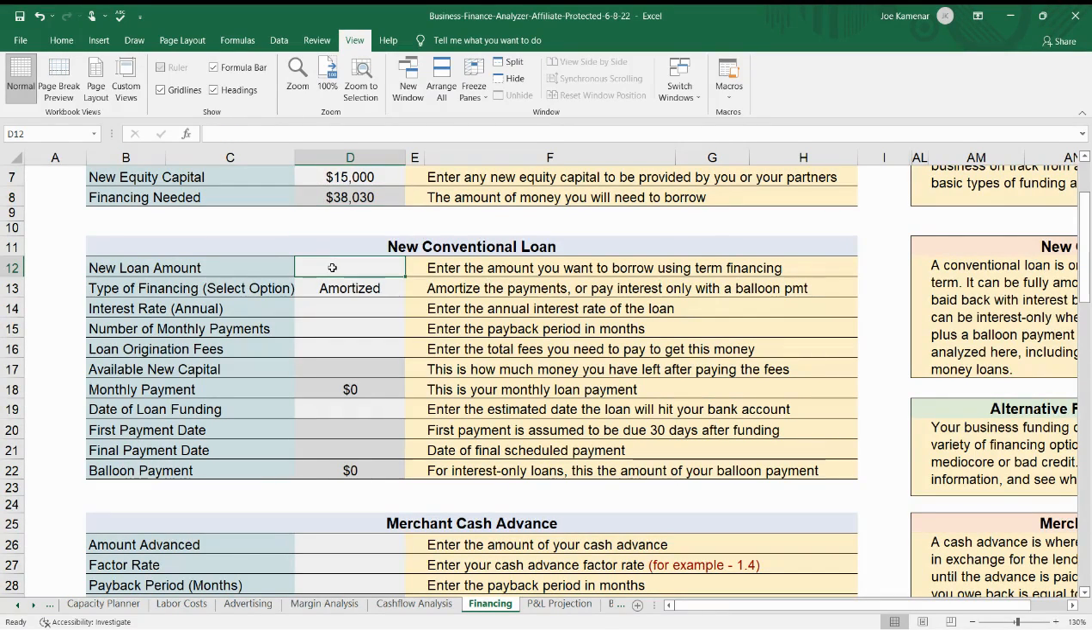You can do a conventional loan if your credit is good enough. So this is not easy for everybody. But let's say for a new loan amount, we're looking at $50,000. And you have a choice of it being amortized or interest only. It's a drop down. You can do interest only or amortized. Interest rate, let's say 4.5%. Number of monthly payments, 24. Keep in mind, this is not a mortgage or a car loan. It's a business loan. Terms are usually not really big. Loan origination fees might be $2,000, the cost of money to get that, leaving you with $48,000. What you see here is your monthly payment, $2,182.